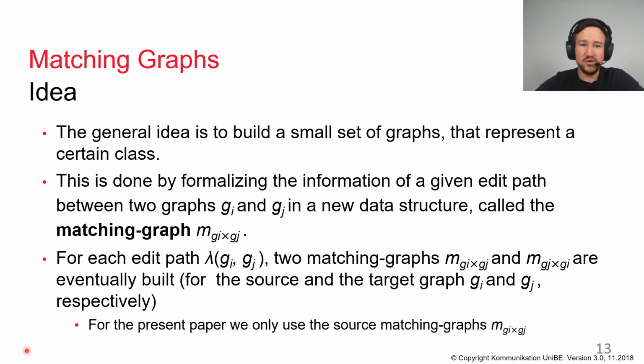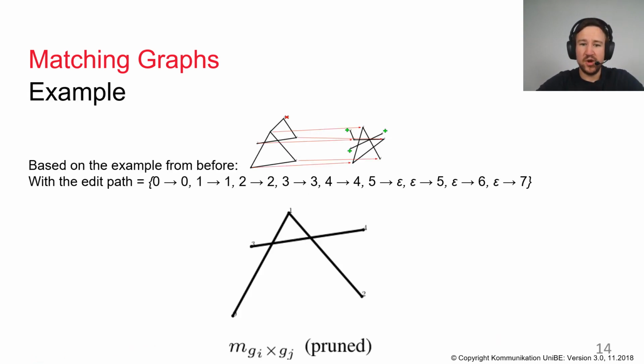And it's important to notice that for each edit path, Gi to Gj, two matching graphs are built, so one from the source graph towards the target graph, and one the other way around, from the target to the source graph. We call those matching graphs the source matching graph and the target matching graph. However, for the present paper, we only use the source matching graphs. To make this more clear, I'll give a quick example of how a matching graph is built.